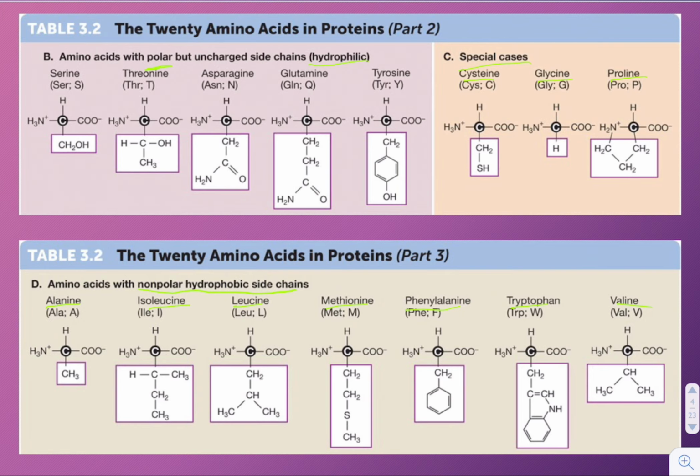Do I expect you to memorize all of these? No, but just know that these groups can confer special properties to these amino acids, and if they have unique properties, that can allow them to interact differently with each other or with other functional groups or molecules.